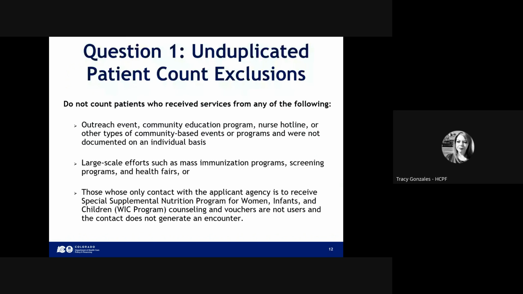Your count should exclude individuals who have only received services through outreach events such as community education programs, nurses' hotlines, or any other type of community-based events that are not documented on an individual basis. The count should not include individuals who have only had services from large-scale events such as mass immunization programs or screening programs, and individuals whose only contact with the applicant agency was to receive the special supplemental nutrition program for women, infants, and children.